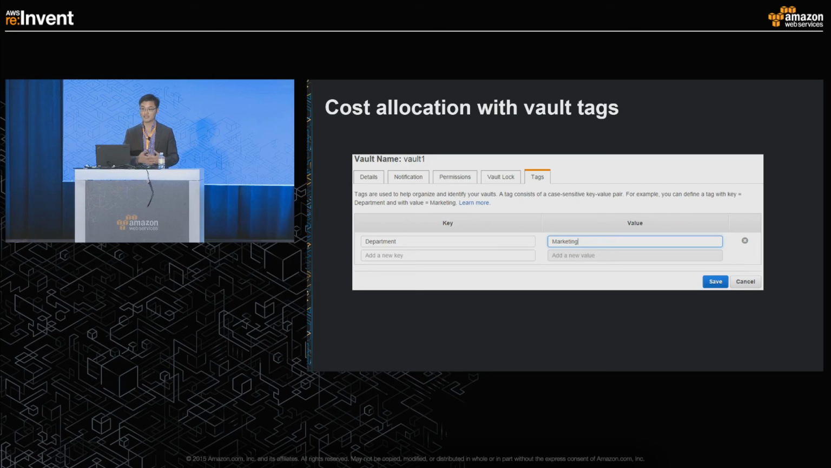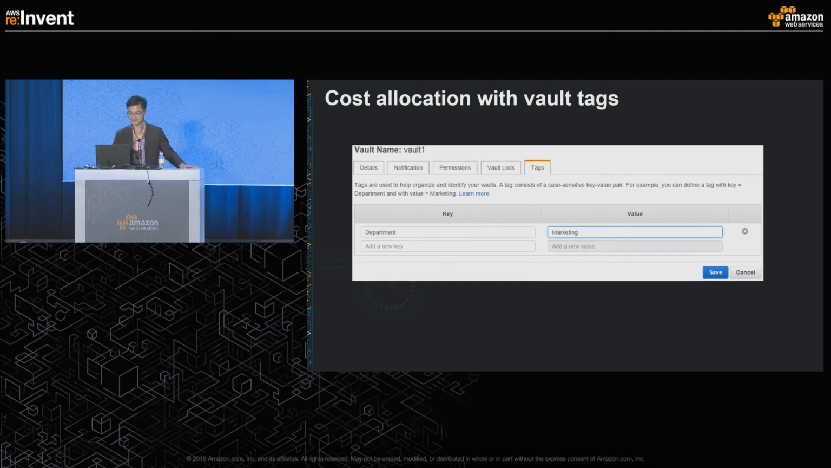For example, you can easily set up a department / marketing tag, and then in your cost report, it will break out the Glacier usage by the department. And you can go complain to the marketing department you spend too much money on storage.